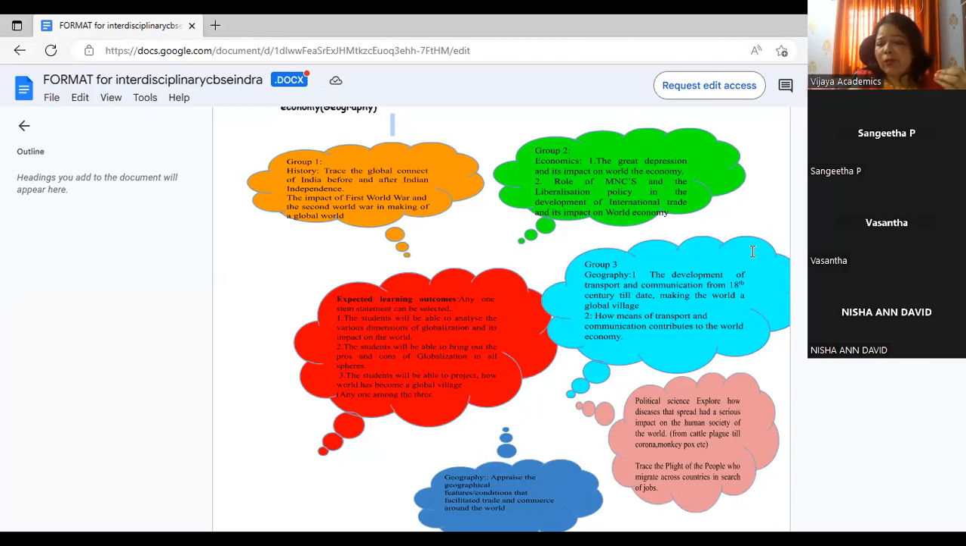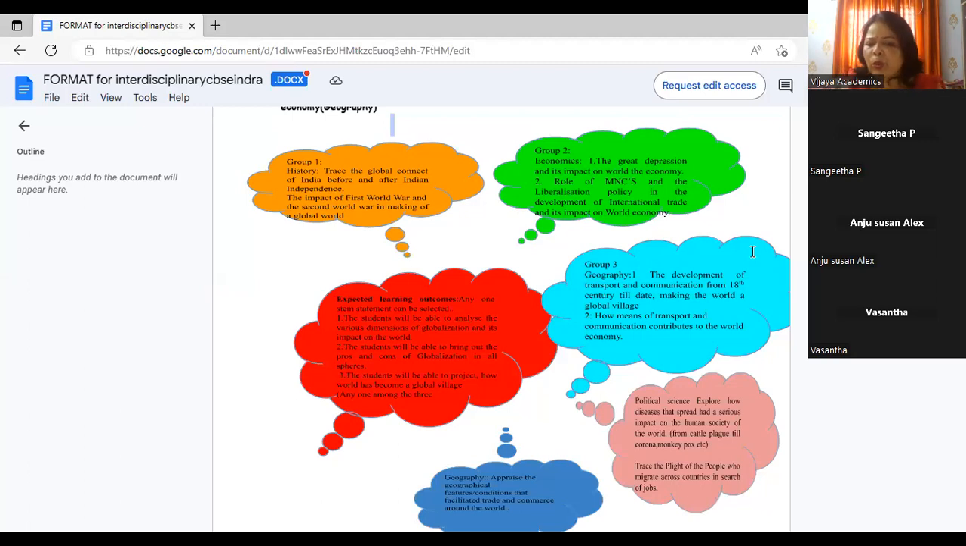They are going to collect the information related to this. And teachers, it has been told that you are going to conduct this activity in the class itself. 10 periods are allotted exclusively for this interdisciplinary project, and detailed scheduling is also given for each and every day, on what kind of activities you are going to conduct on that particular day. The impact of the First World War and the Second World War in the making of the global world, all this content will be conducted by group 1.